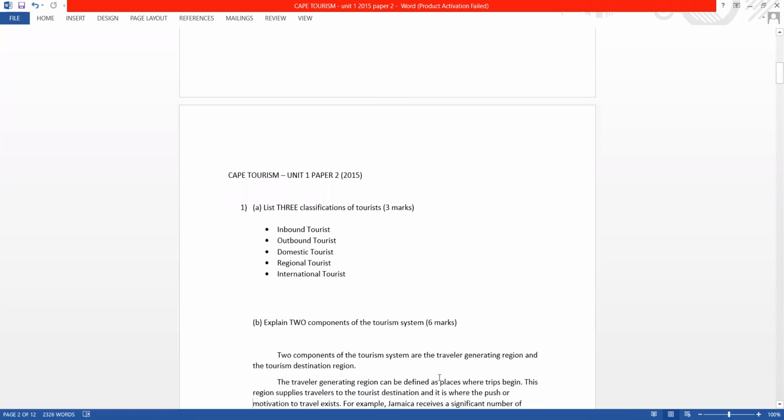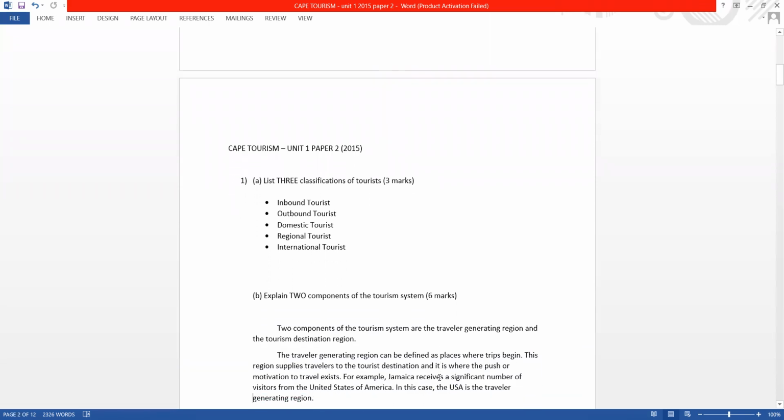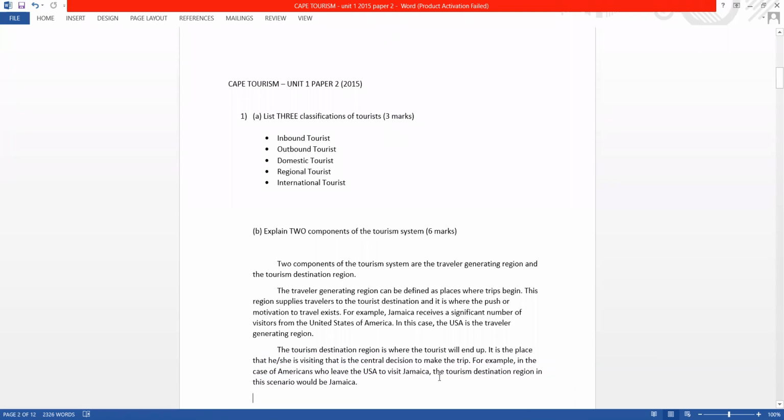B says, explain 2 components of the tourism system, right? Now, 2 components of the tourism system are the traveler generating region and the tourism destination region, right? And here I go into the explanation as to what these are. So the traveler generating region can be defined as places where trips begin. This region supplies travelers to the tourist destination, and it is where the push or motivation to travel exists.